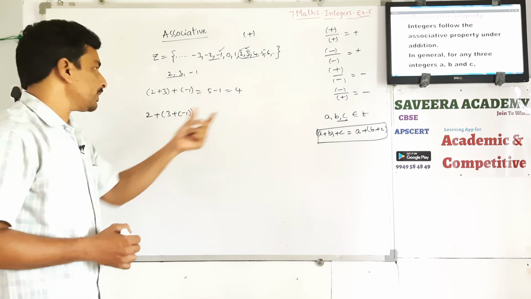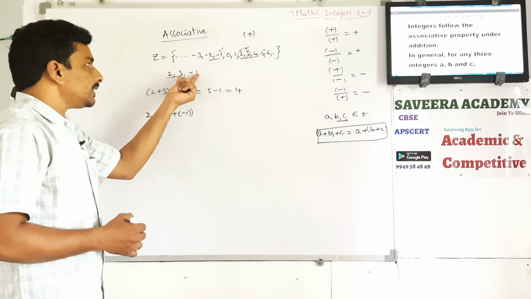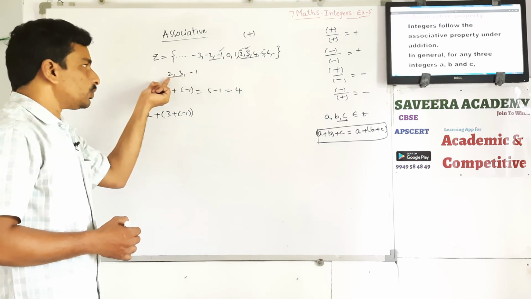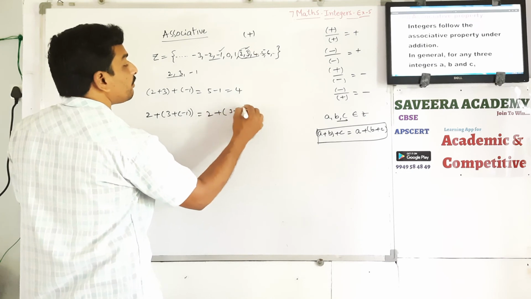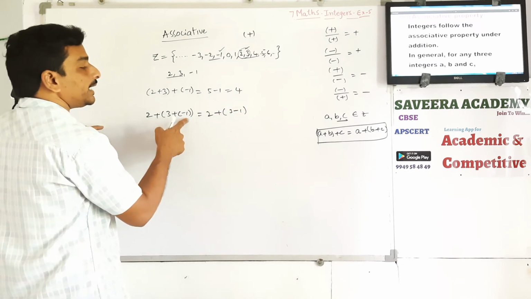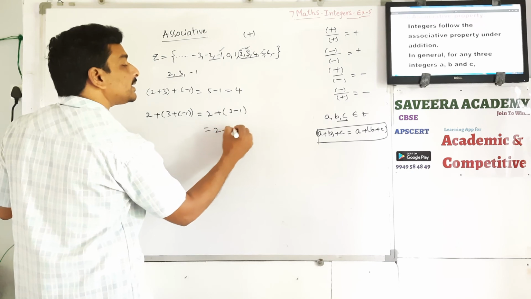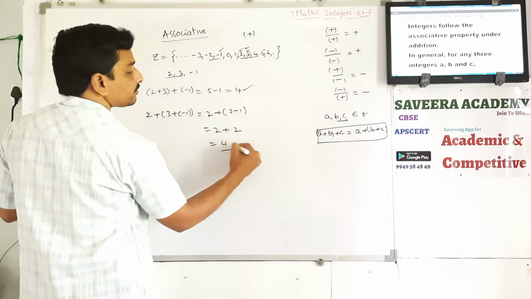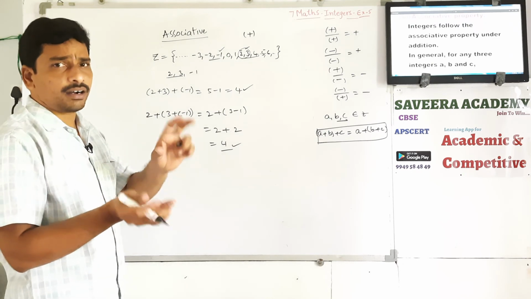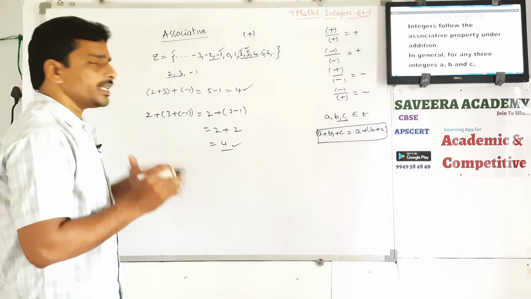I got 4. Now I add 3 and minus 1 first and then add 2 to the result. So this is equal to 2 plus (3 minus 1), so 2 plus 2, which is 4. The same answer I got. Even though I changed the order of addition, I got the same answer.